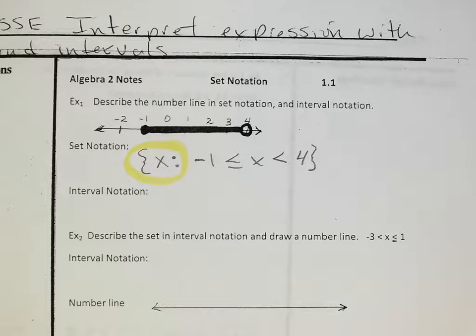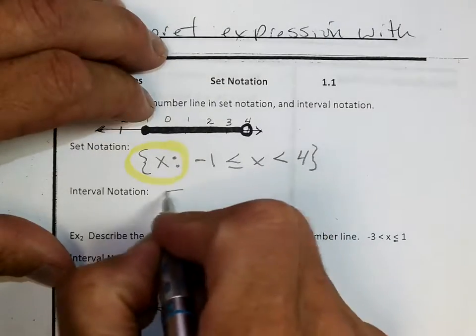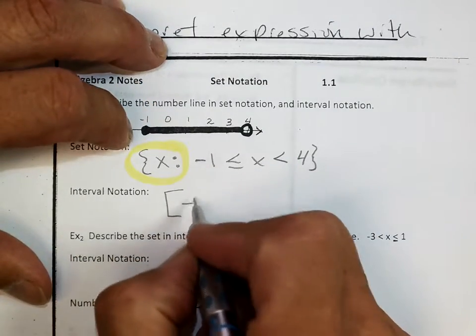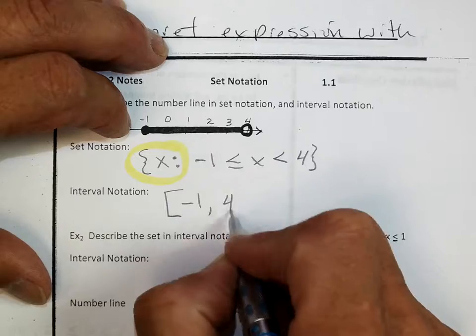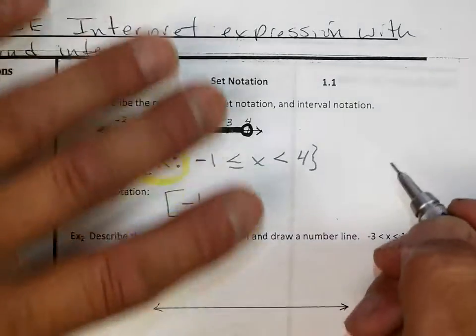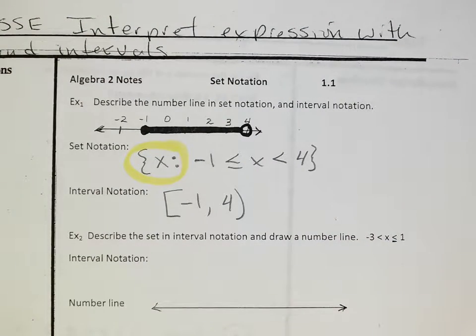Now there's no equal sign. You see that? No equal sign on 4, because it doesn't include 4. So that's set notation, and that's still a little bit tedious. But if we want interval notation, that's one we like. You guys agree? Interval notation would just be a bracket because it includes -1, comma, 4, and a parenthesis. So much easier.